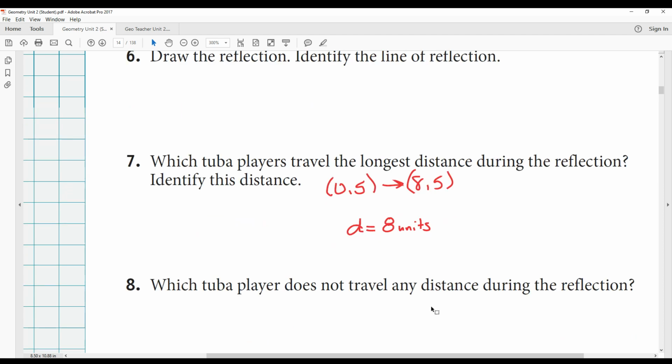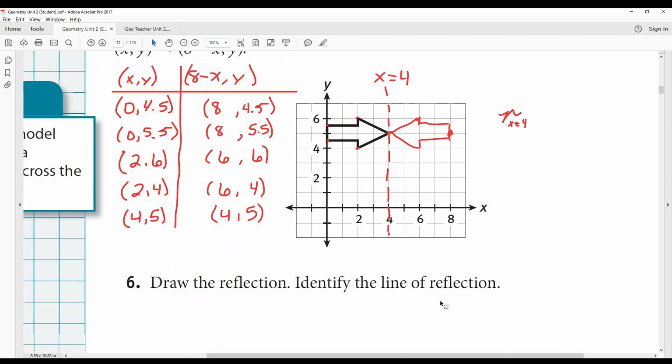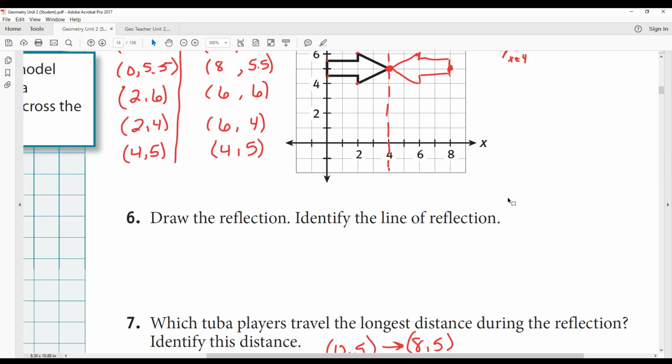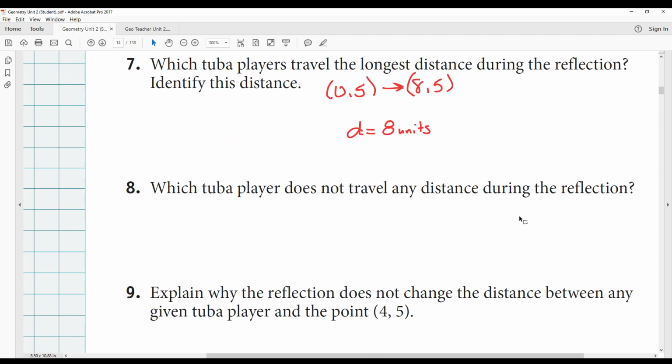Which tuba player does not travel any distance in the reflection? Who gets to stand still? Well, this guy right here, he just marches in place. I've seen marching bands. They don't actually get to stand still. They march in place, right? So the person at the tip of the arrow gets to stand still and march in place.